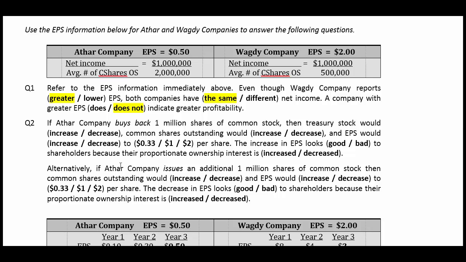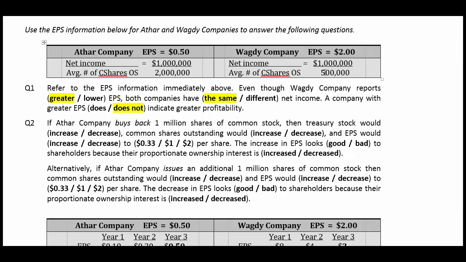So if you have 4 shares of ART or 1 share of WAGD, then you're the same. You have the same proportion of the company, the same proportion of net income. But earnings per share on the face of it is quite different. You can't compare different companies' earnings per share.